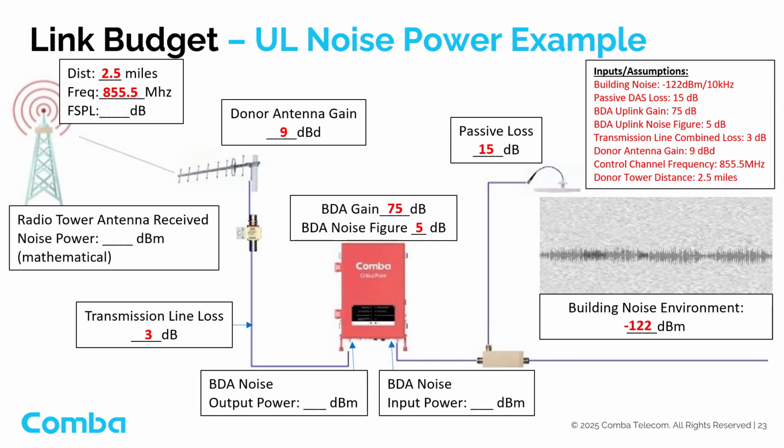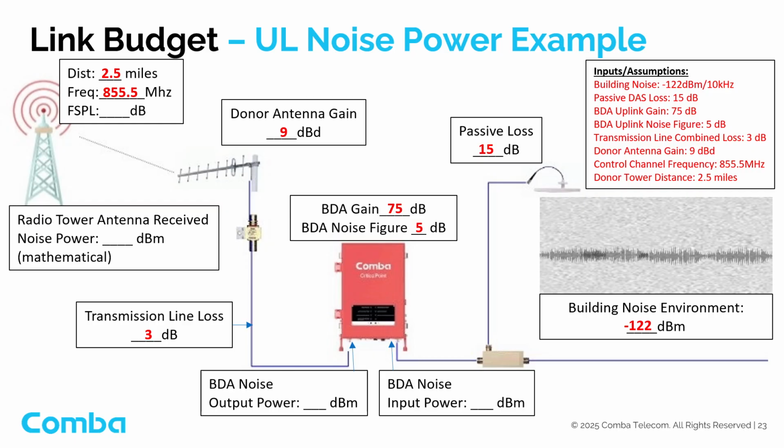Now, let's walk through a full uplink noise power link budget example. The input parameters are listed in the box in the top right corner of the screen. The building noise level is negative 122 dBm measured over a 10 kHz bandwidth. The passive DAS loss is 15 dB. The BDA uplink gain is 75 dB. The BDA uplink noise figure is 5 dB. The transmission line combined loss is 3 dB. The donor antenna gain is 9 dBd.